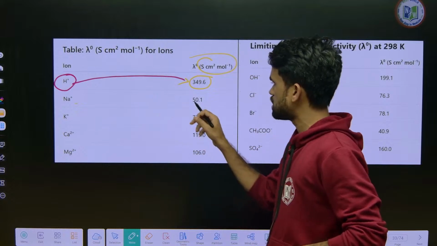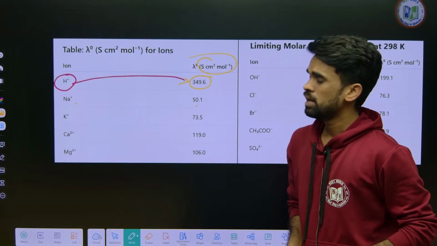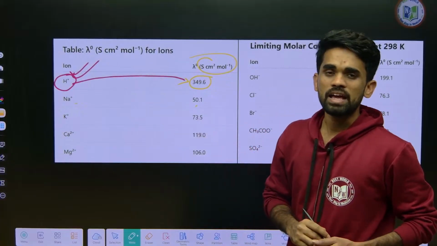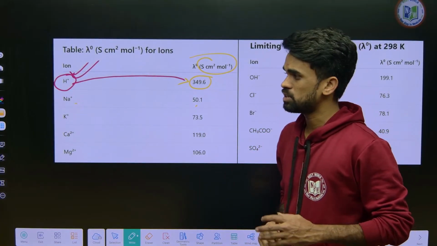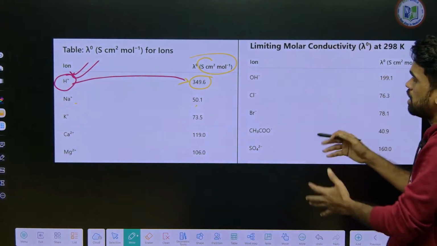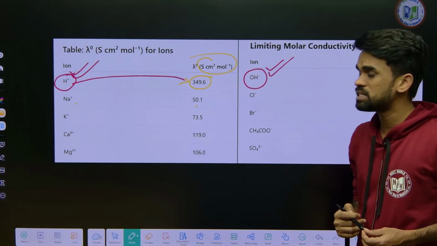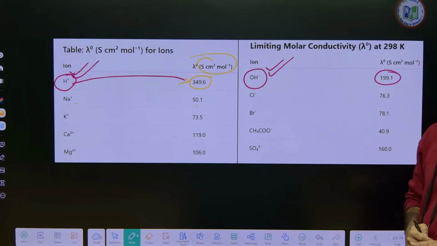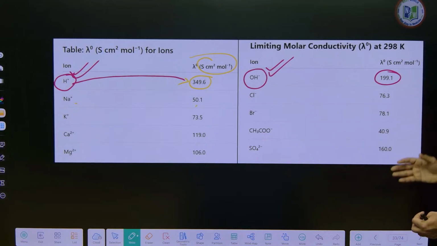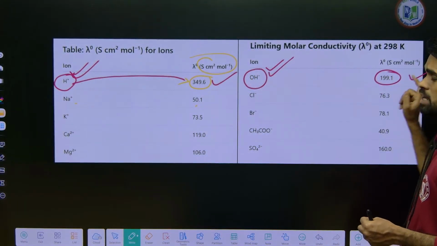Similarly, for sodium ion it is this much, potassium this much, calcium here, magnesium here, as you are seeing. Now out of all cations, H plus ion will contribute maximum ionic conductivity. That is, limiting molar conductivity is shown maximum by H plus ion. Out of all anions, OH minus ion will give maximum ionic conductivity. How much is it? It is 199.1, which means you can remember it as a 200 value. Remaining ions are something like this. So just remember H plus ion as 350 and hydroxide ion as 200, that's it.